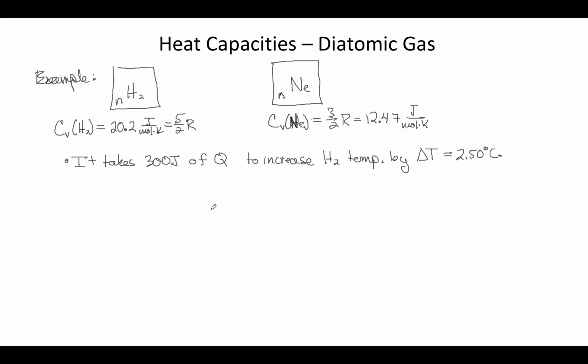We know it takes 300 joules of heat energy input to our diatomic hydrogen to increase its temperature by 2.5 degrees Celsius. And the question is, by how many degrees will the neon gas temperature rise if 300 joules is added?